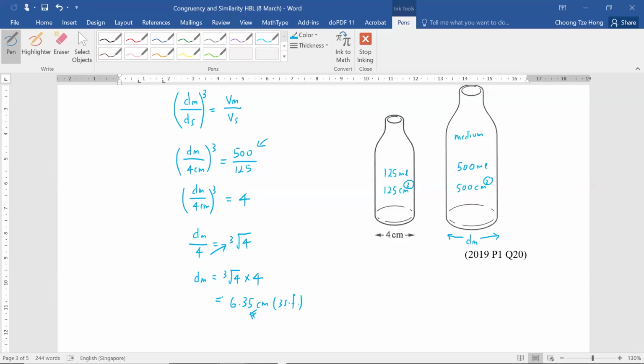It's important to keep in mind, they may also ask you about mass. Mass will also be cube because mass is directly proportional to the volume. When the volume times 2, the mass also times 2. So the ratio of the length cubed will also give you the ratio of the mass. So do keep in mind all these relationships for questions like this.